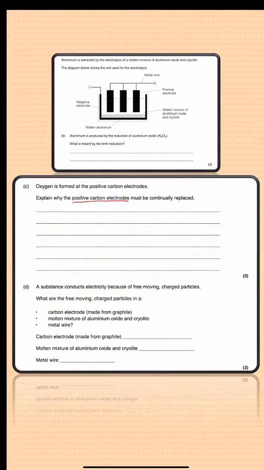So explain why positive carbon electrodes must be continually replaced. You can say because oxygen reacts with the carbon electrode. How many marks is this? This is 3 marks. So we can say to produce CO2, carbon dioxide, and what does that do? That wears away the electrode.